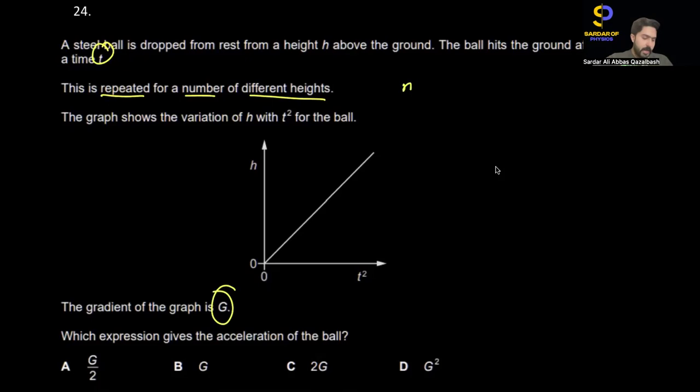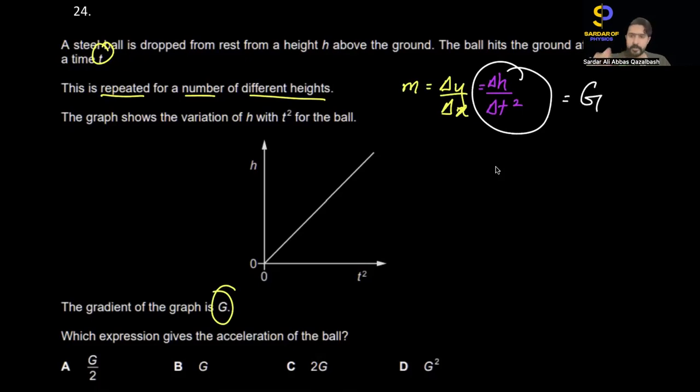First of all, we know that m, which is your gradient, is equal to change in y over change in x. That means your gradient is equal to change in h over change in t square, and we know that this gradient is equal to g. So this is the data that they have given us. Now we need to find the acceleration of the ball. So in this question we have acceleration, we have h, which is basically your displacement, and we have t square.